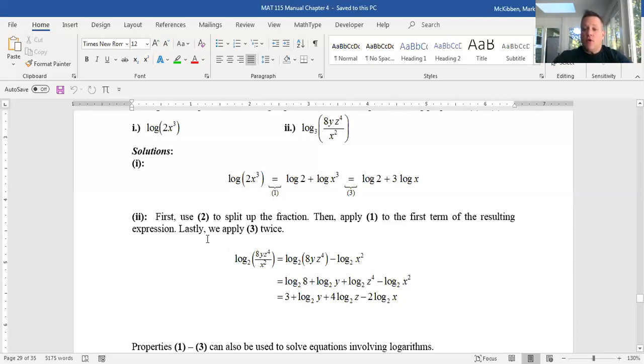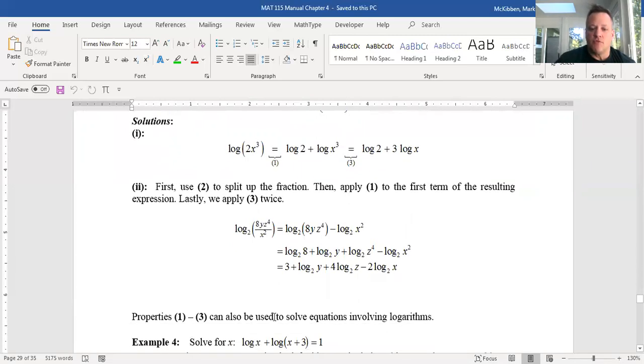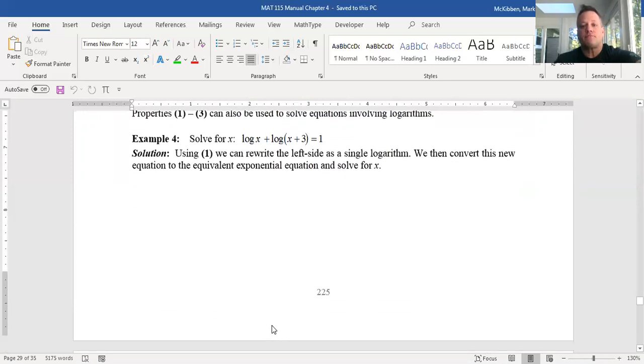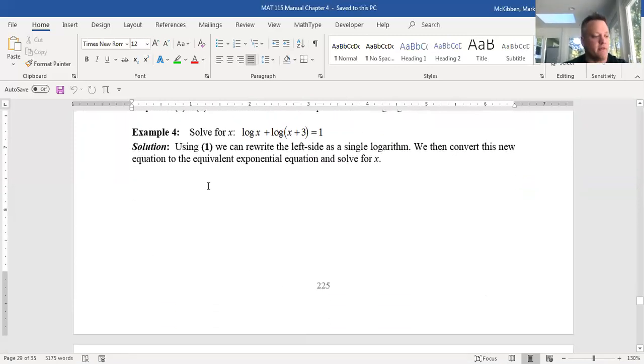Okay, so not only do those properties help us to compute log or to simplify log expressions and whatnot, but you can also use them to solve equations. All right, so let's look at this one, for example. I have this equation. I want to solve this for x.